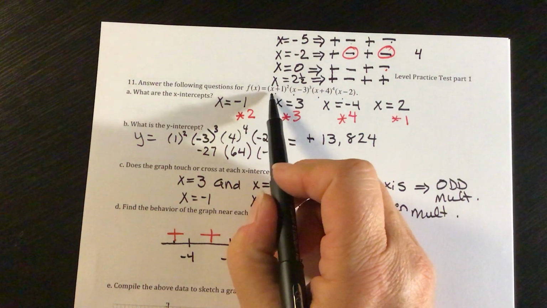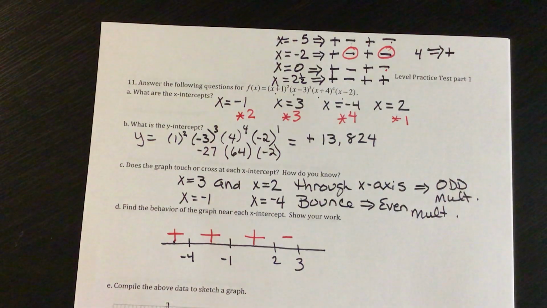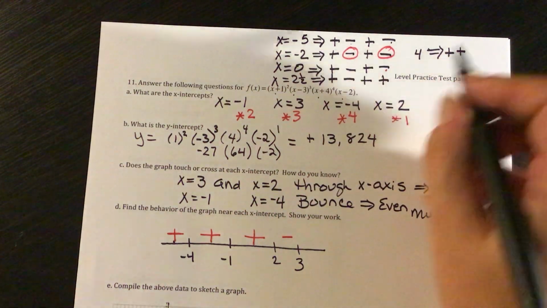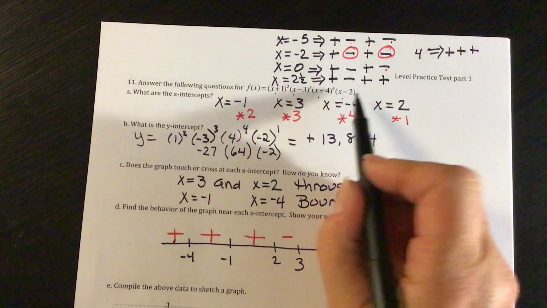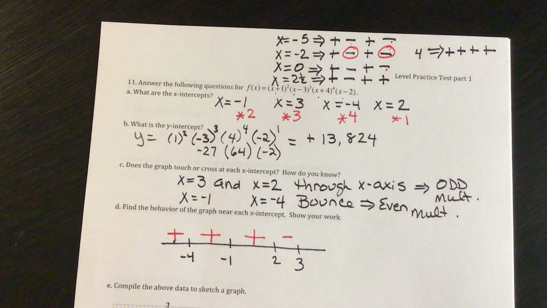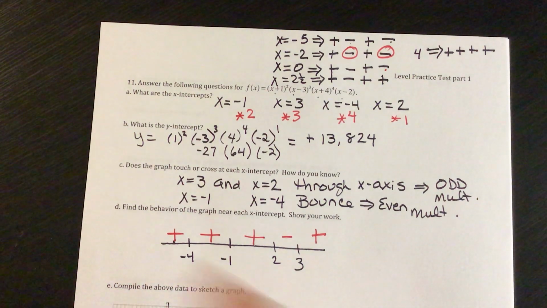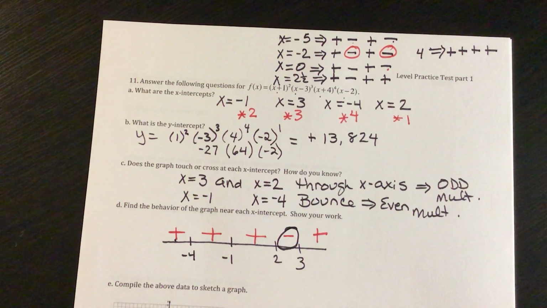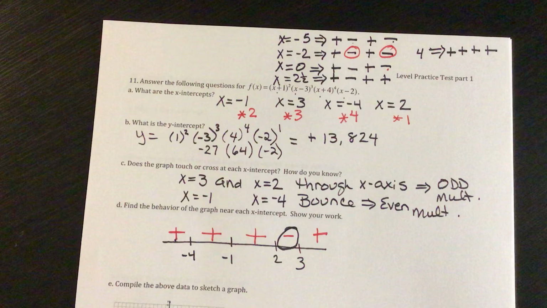And then a number greater than 3 is 4. If I plug in 4, 4 plus 1 is positive, squared is positive. 4 minus 3 is positive, to the third power is positive. 4 plus 4 is positive, to the fourth power is positive, and 4 minus 2 is positive. So all of those are positive. So it looks like the only place our graph is going to be negative is in this area here between 2 and 3. And then it says to take all of this information and let's sketch a graph.